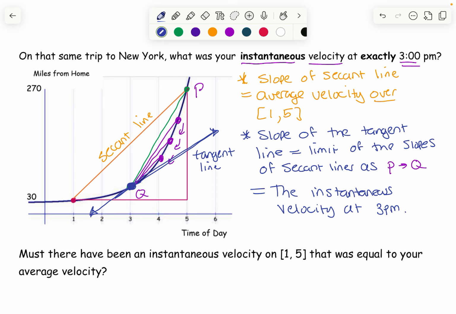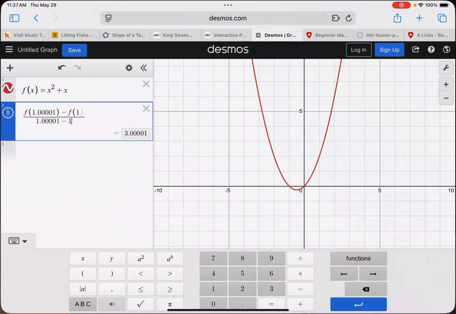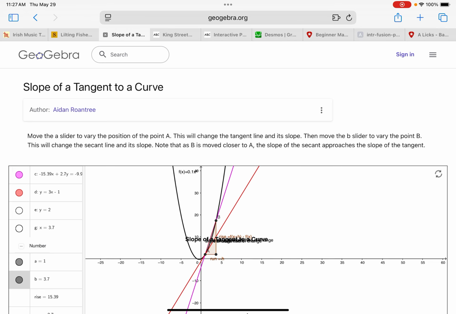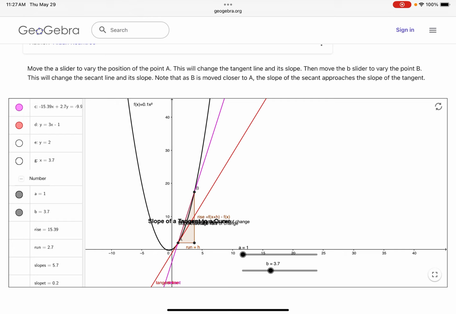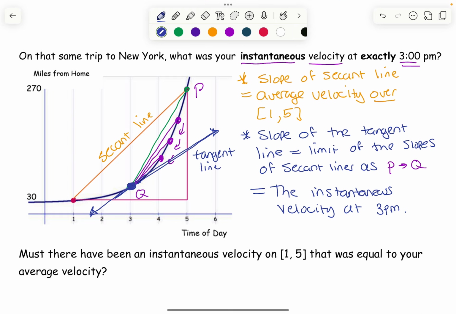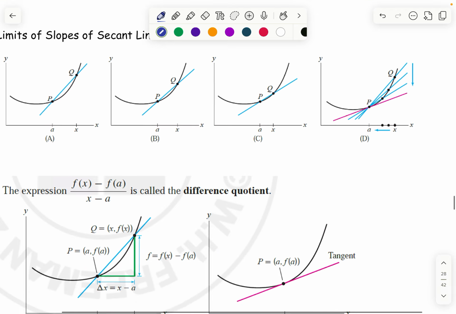Okay, at 3 p.m. So let me quickly give you a visual. Here's the idea for a different graph. This graph's different. That pink you're seeing there is a secant line. The secant line from A to B is indicated by that triangle. The triangle gives you the rise and the run, but as I start moving it closer and closer, it approaches that red line, which is the tangent line. So we want the slope of that tangent line. That's our goal. This is a nice image that shows you what we're going for.